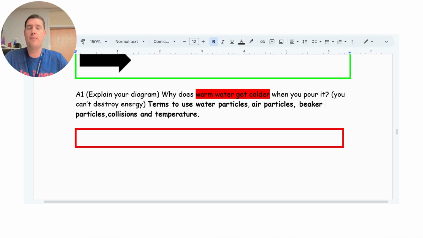Use these terms, right? Water particles that have a lot of energy are poured through and past air particles that have less energy. The particles collide. When they do, the particles that have more energy transfer some to the particles that have less, right? And we measure particle speed by taking a temperature of it. The temperature tells us really how fast the particles are moving.